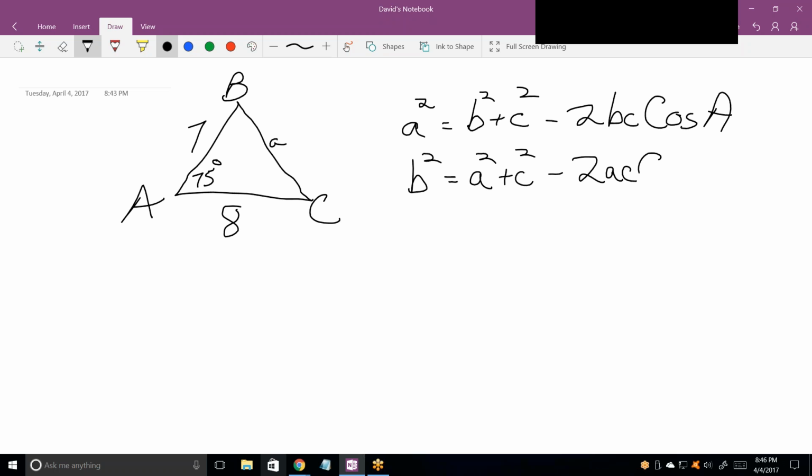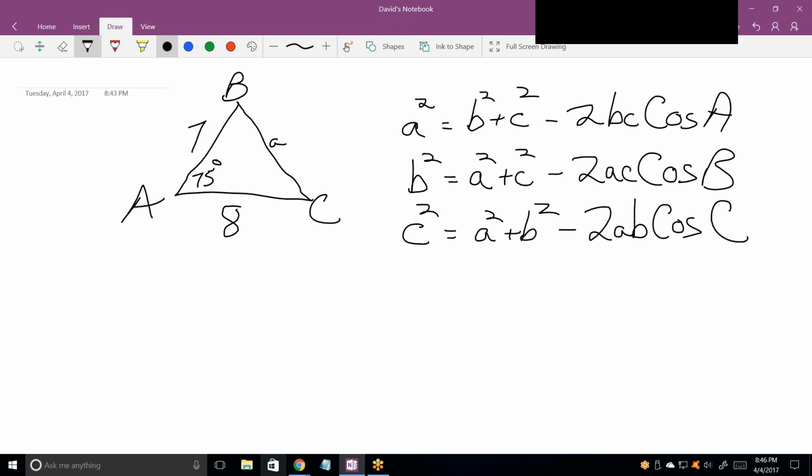Notice what I'm doing. So what's this one? C squared equals A squared plus B squared minus 2AB cosine of C. Okay. So, depending on the situation, you choose one of these three. Well, I know B and C, so I'm going to solve for A. So I'm going to use the first equation.